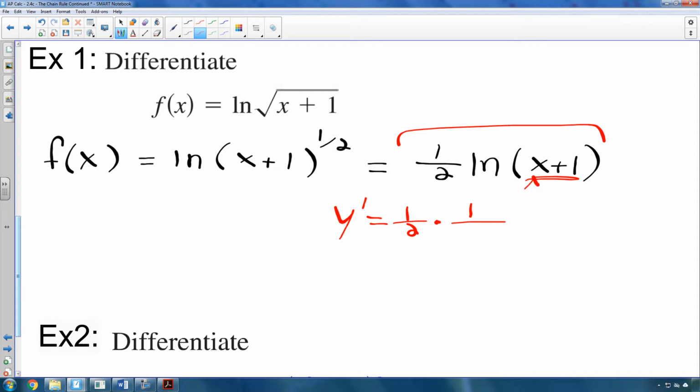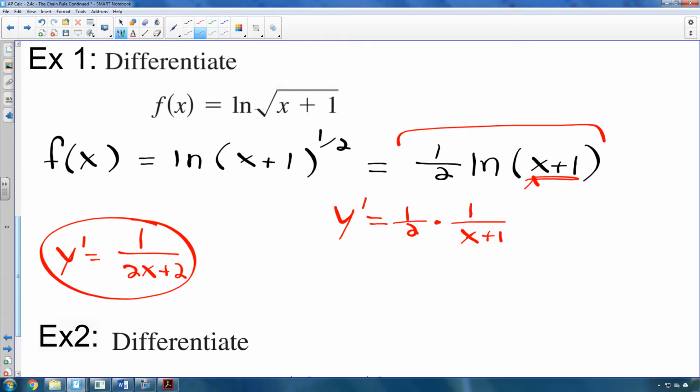So that's it. The 2 can distribute in, or it can just be where it is. So it's y prime equals 1 over 2x plus 2 is probably your best, most simplified version. So hopefully that's making some sense, and we'll take it to a way more difficult problem now.